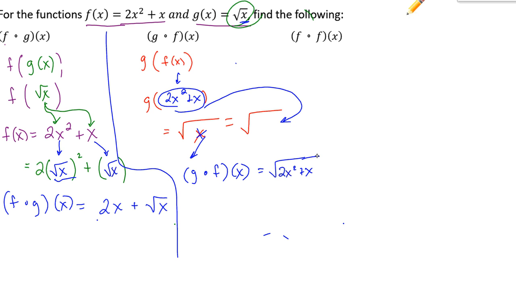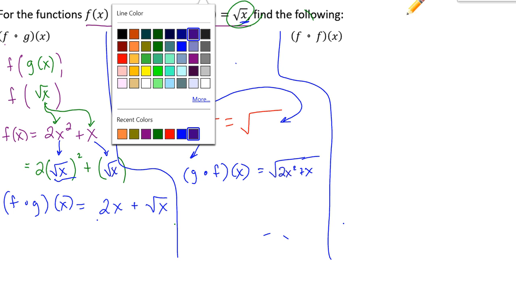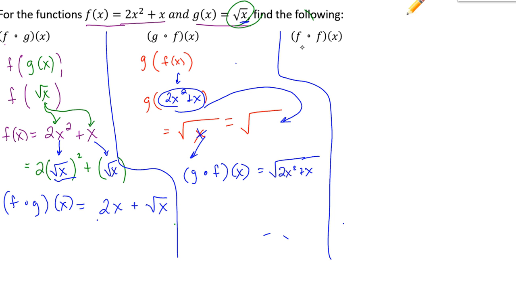Okay, pulling the x out, replacing it with whatever the other function is. Okay, this one's a little bit trickier, right? F compose f of x still works. This one's saying, hey, inside your f function, plug itself in there. So f of x again is 2x squared plus x, which means in my original function right here, I'm going to take out this x and replace it with that thing right there.